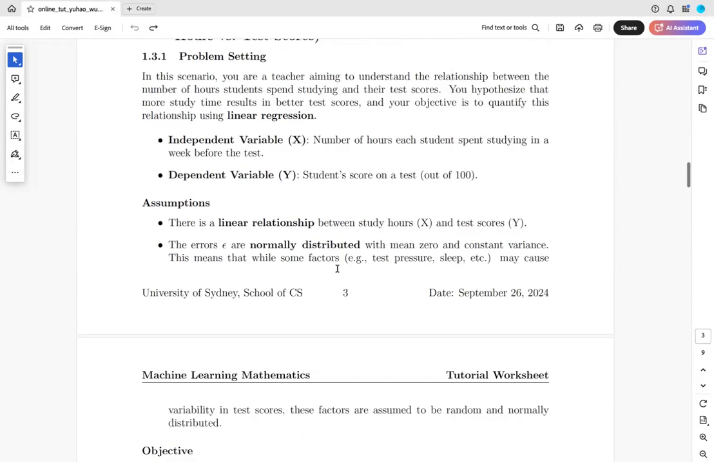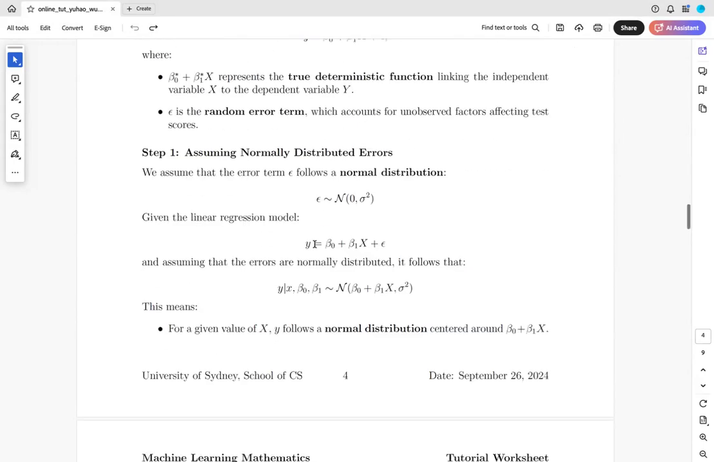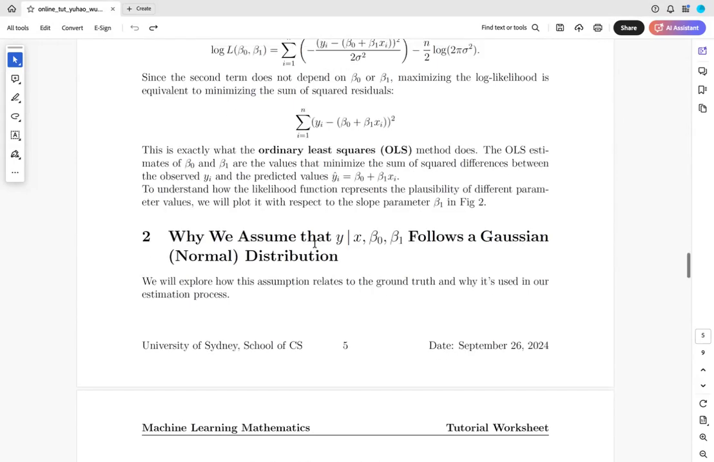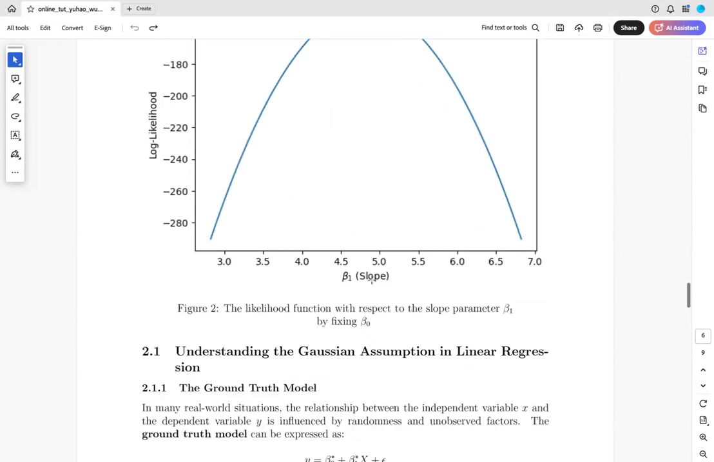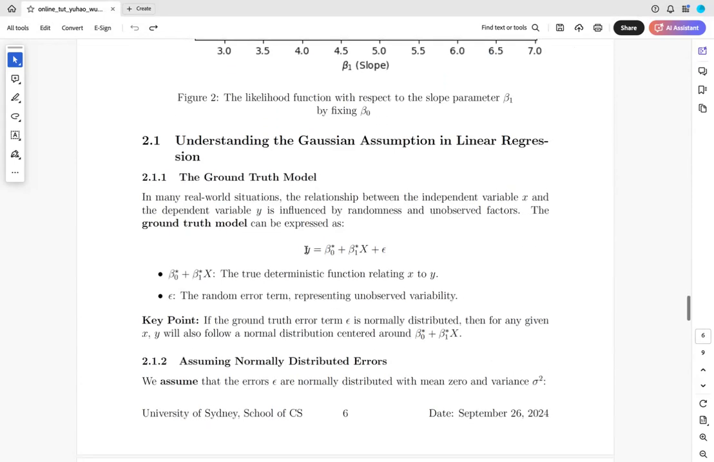The important thing we want to cover is that if you assume your epsilon belongs to a normal distribution, you can also assume y also belongs to a normal distribution. Because in the ground truth situation, these two things should have the same distribution. So this is the important thing we want to introduce.